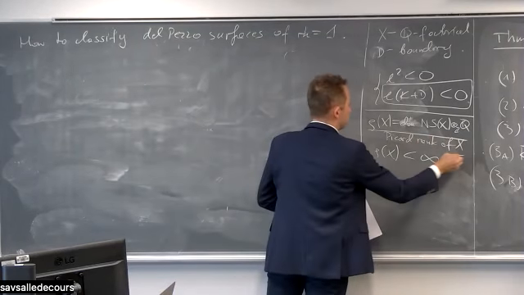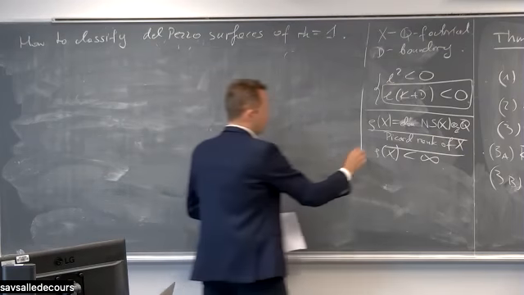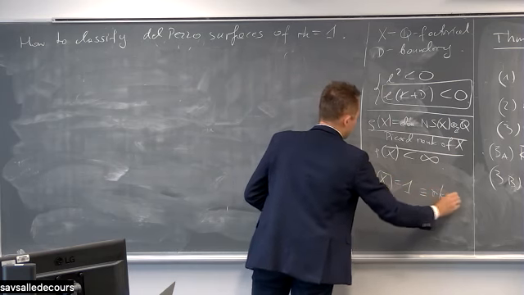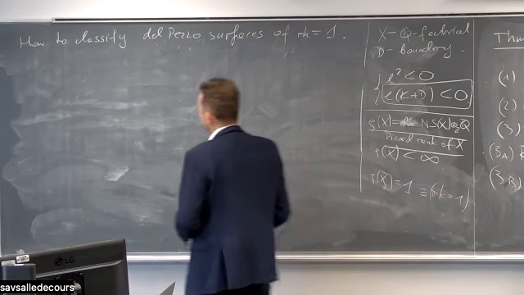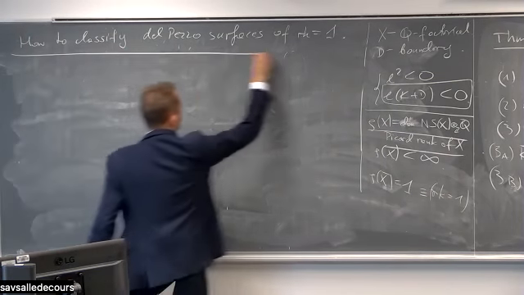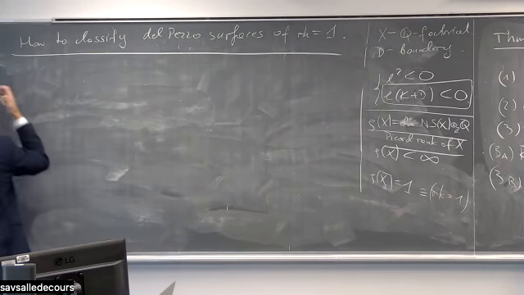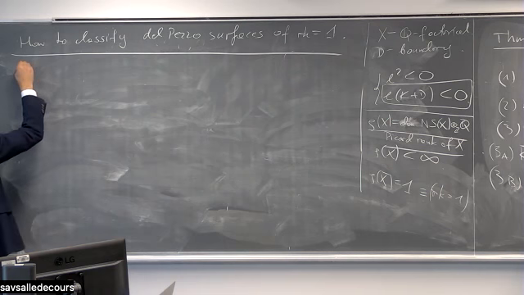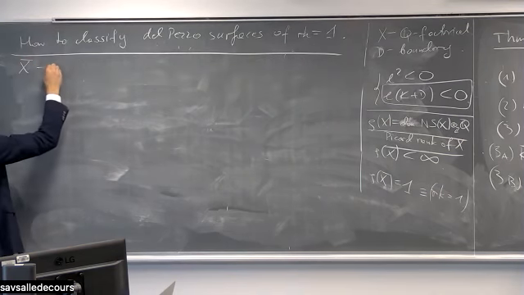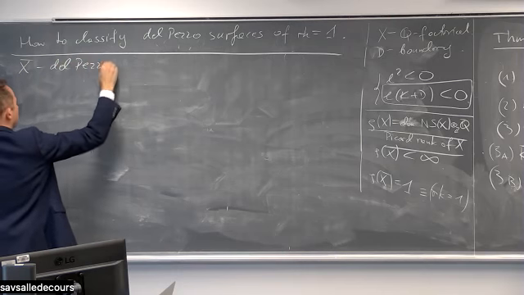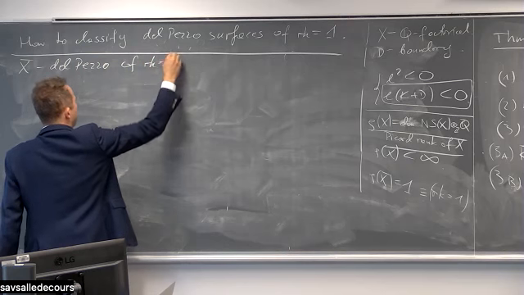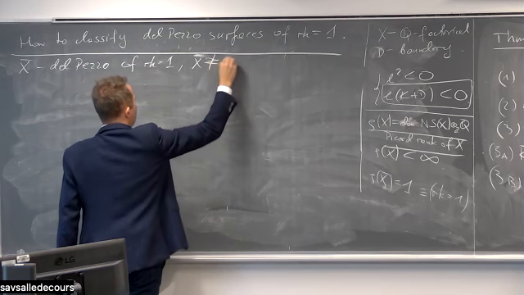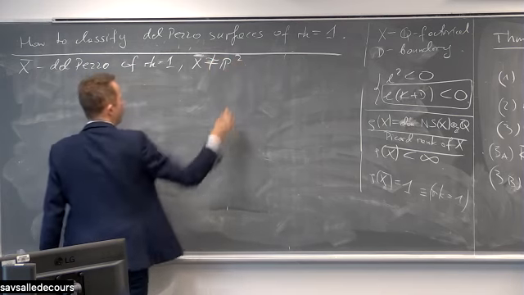Rank 1 means Picard rank equals 1. Okay, so how to classify them? Of course, I can assume that my surface X bar, which is a del Pezzo of rank 1, is not P2. There's nothing more I want to say about P2.